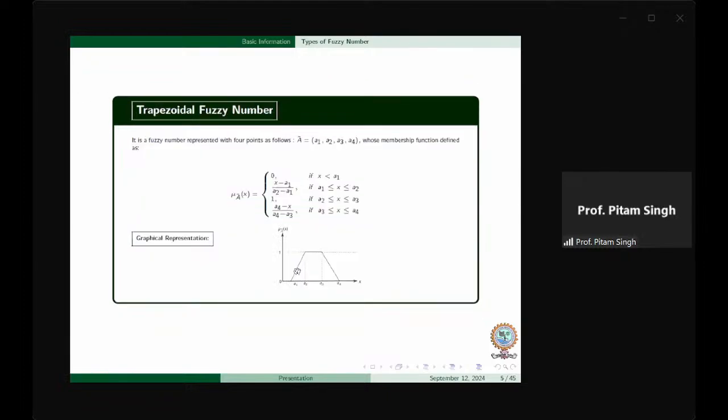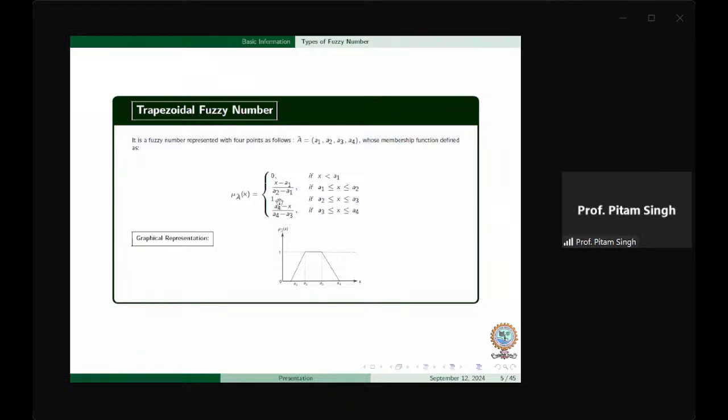Similarly, if we take the trapezoidal type figure, it means some flat part is there. That's why it is known as trapezoidal fuzzy numbers. And how do we construct it? First for this part, second for this part, and in the middle part. So the membership function between a2 and a3 is 1.